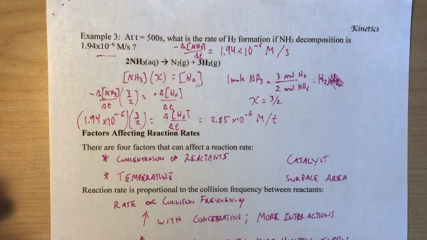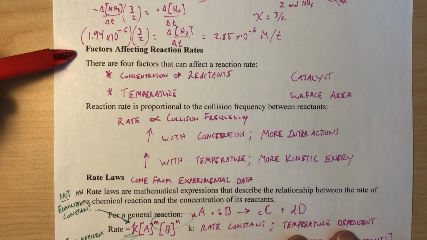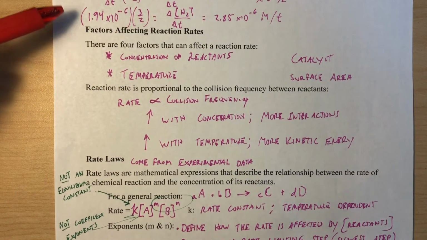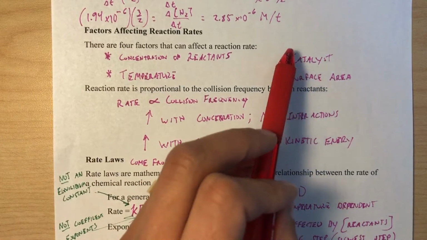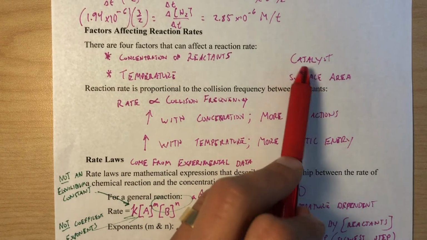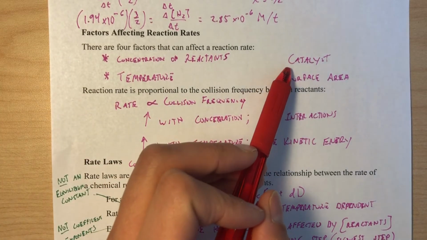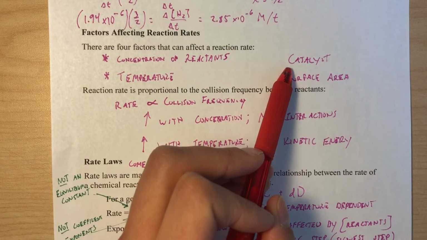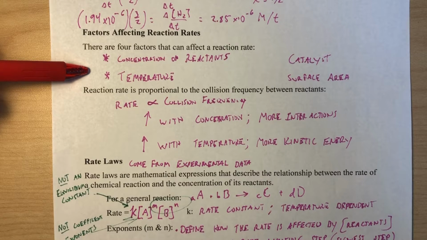So let's talk a little bit more about reaction rates and factors in a reaction that affect the rates. There are 4 factors that can affect the reaction rate: concentration of the reactants, temperature, a catalyst, and the surface area. Catalyst and surface area are interrelated, especially if you have a catalyst that's heterogeneous, one that's not in solution. The catalyst lowers the activation energy to get to a product, but that is going to be for a different time. What we're going to be focusing on is the concentration of reactants and temperature. So how do these two factors affect the reaction rate?